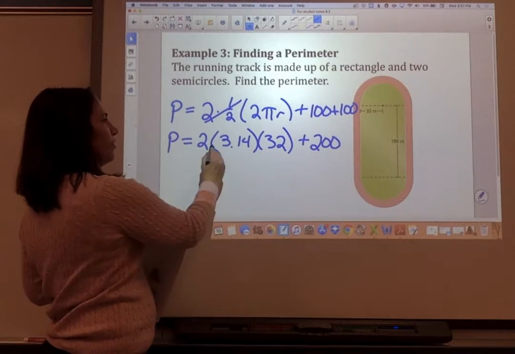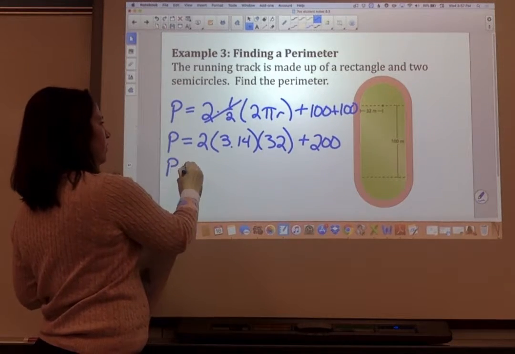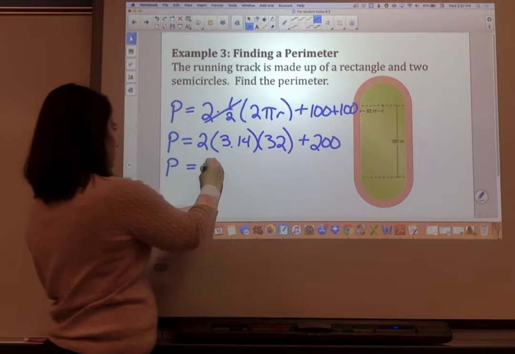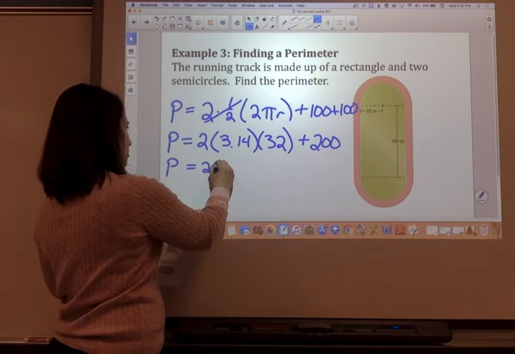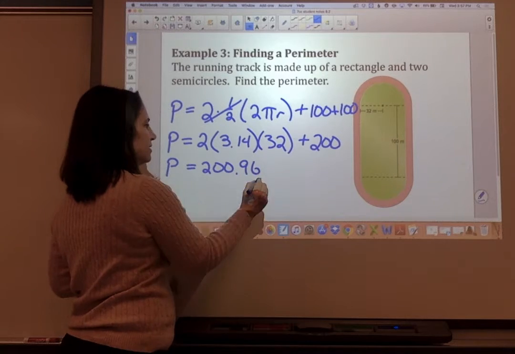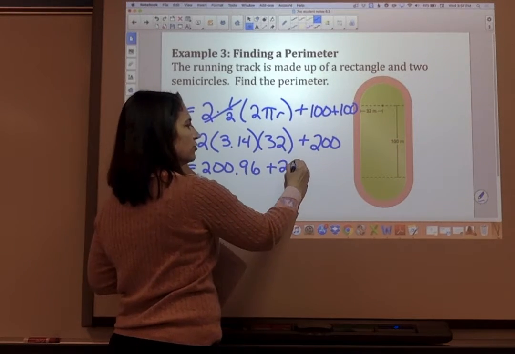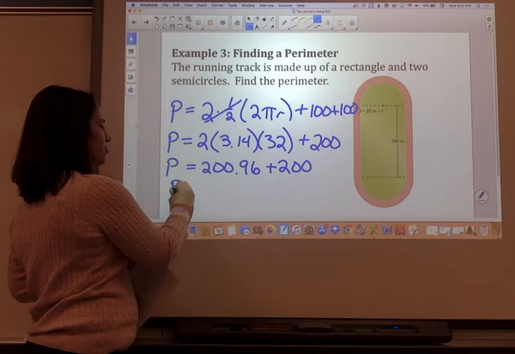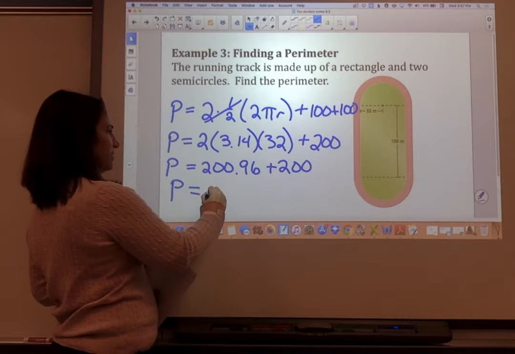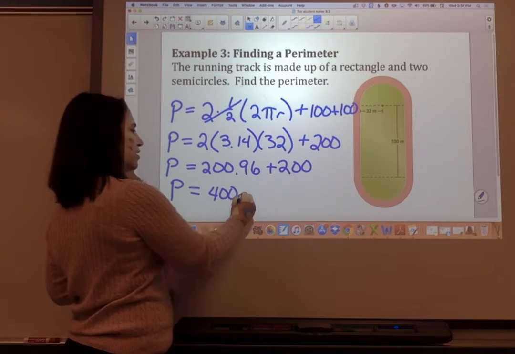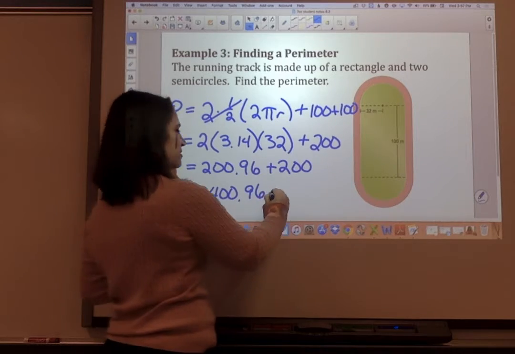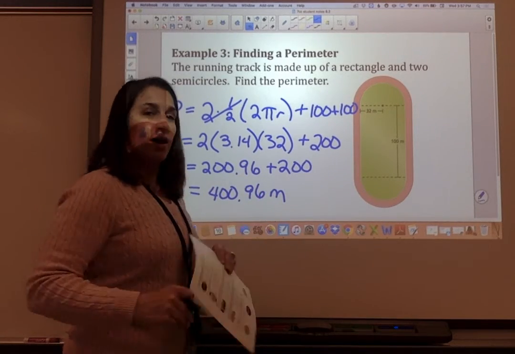Now I can put this in my calculator. 2 times 3.14 times 32 is 200.96 plus our 200 for the straight edges. So my total perimeter of this composite shape is 400.96 meters.